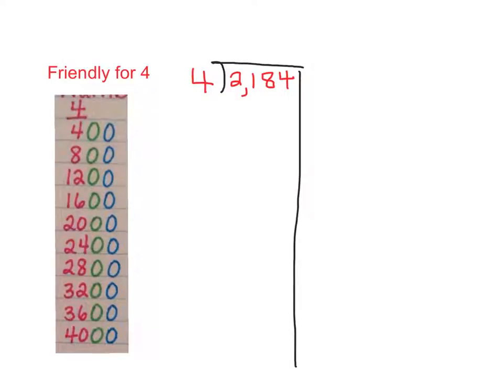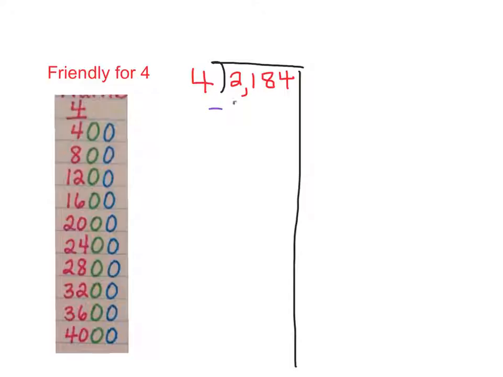Remember, the friendly part about friendly division is that I can use any of these friendly numbers that I want. However, I like to be the most efficient in my use of my time, so I'm going to go Price is Right style and go the biggest number that I can find without going over my dividend. So when I look down the list, I see 400, 800, 1200, 1600, 2,000, still good there. 2,400, too big. It's bigger than my dividend, so I'm going to stick with 2,000.